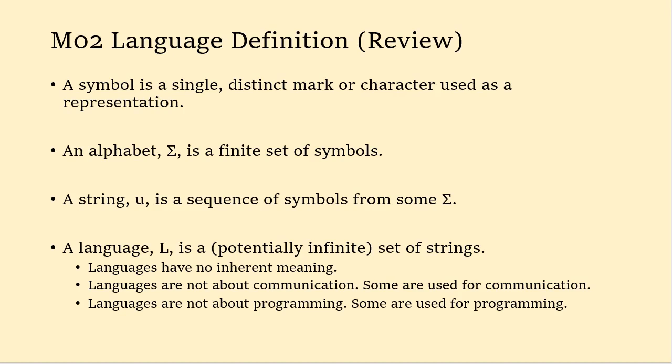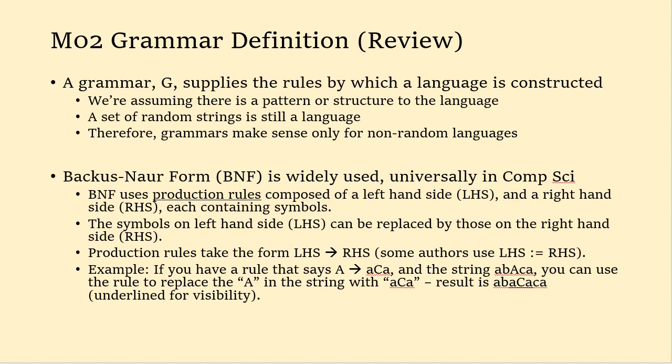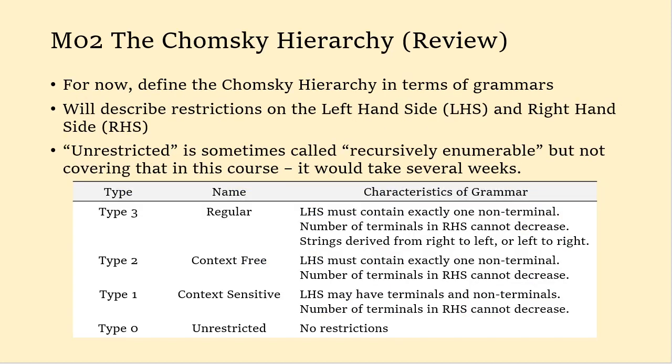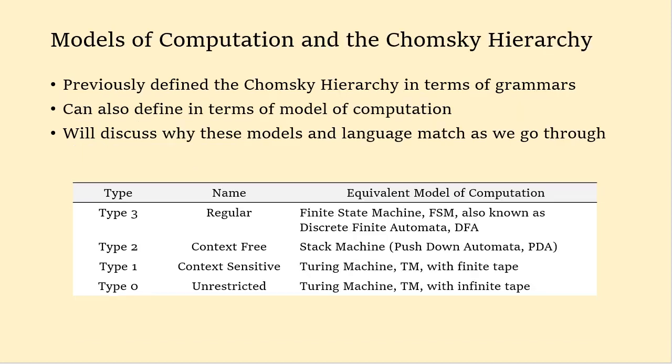Okay, so let's review really quick. We know what a language is, right? A language is a set of strings. We know what a grammar is. A grammar is a set of rules by which a language is constructed, and we've specifically talked about the Backus-Naur form. And we know what the Chomsky hierarchy is, and we've discussed the Chomsky hierarchy in terms of characteristics of the grammars. Now let's talk about the Chomsky hierarchy in the context of models of computation. It turns out, and we'll discuss why this is true, the regular languages correspond directly to the model of computation called the finite state machine.